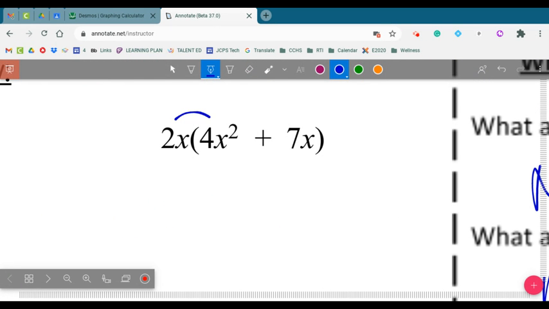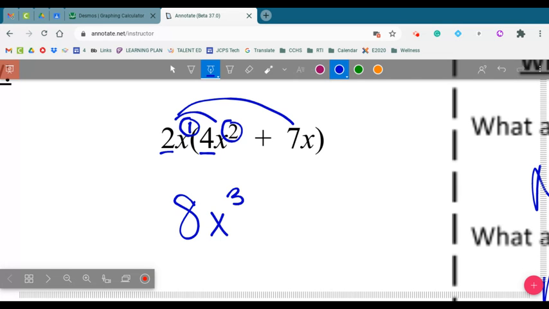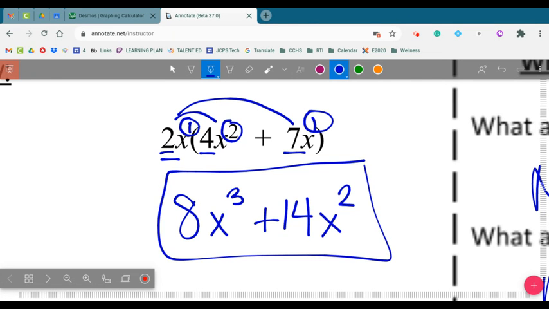Next one, we're going to do the same thing. So multiply your coefficients. So 2 times 4 is 8. And add our exponents. So don't forget on this x, there is a 1. So let's write it. 1 plus 2 is 3. And then we're going to do 2 times 7, which is 14. And again, there's a 1 on this x, so we're going to add our exponents. 1 plus 1 is 2. And that is my answer.